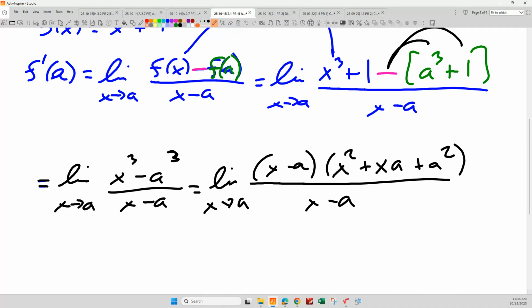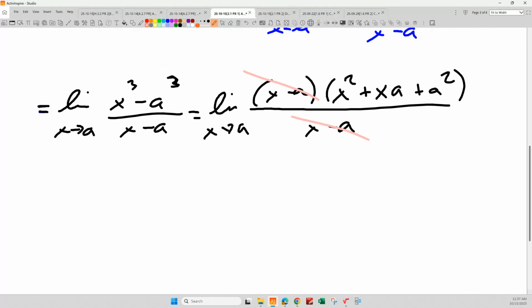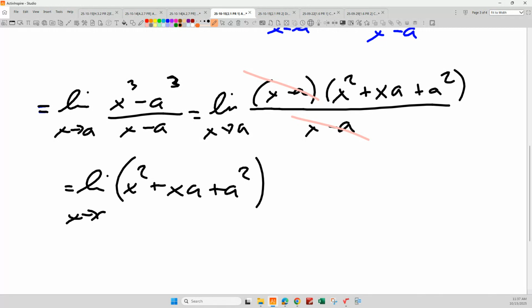And look at that. Okay, that's pretty good. And now I can take my limit as x goes to a. I can evaluate directly. So what do I get if I evaluate that directly? That's just equal to the limit of x squared plus xa plus a squared as x approaches a. Isn't that just a squared plus a squared plus a squared? 3a squared. How about that?